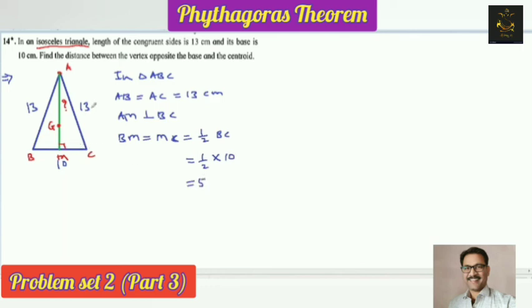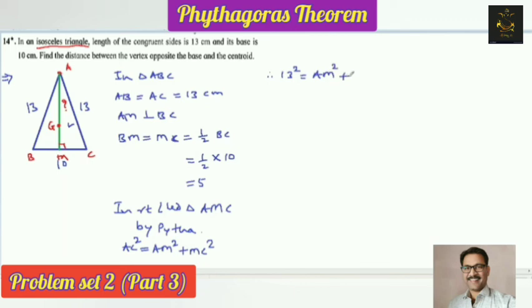Now see here, observe in this particular triangle, whether it is a right angle triangle. So in right angled triangle AMC, by Pythagoras, what can you write now? This is AC square is equal to AM square plus MC square. We'll put the values here. See here, what is AC square? It is obviously 13 square. What about AM? Just keep as it is, plus MC square, that is 5 square.